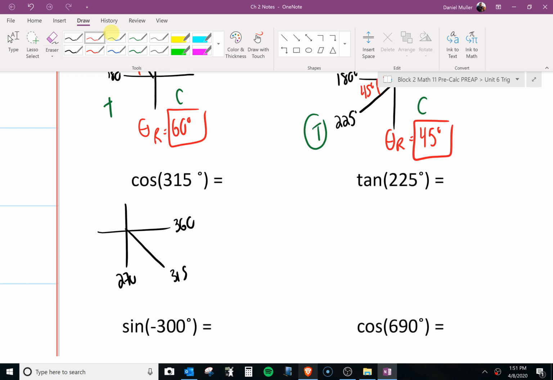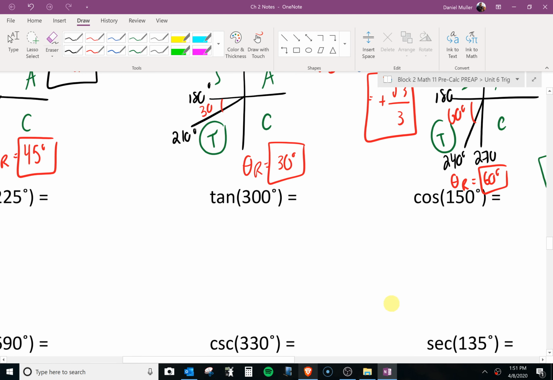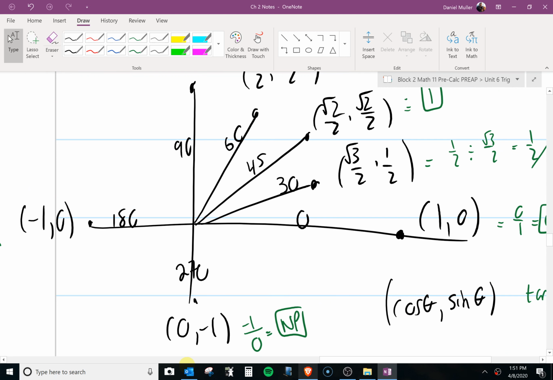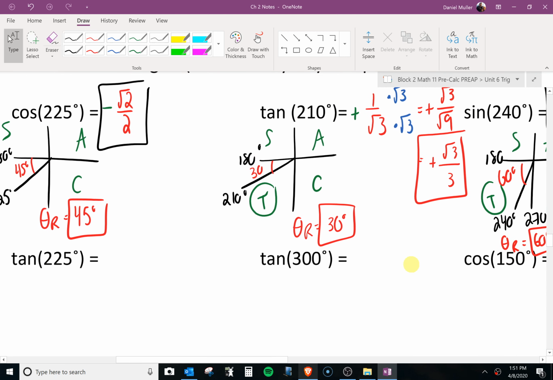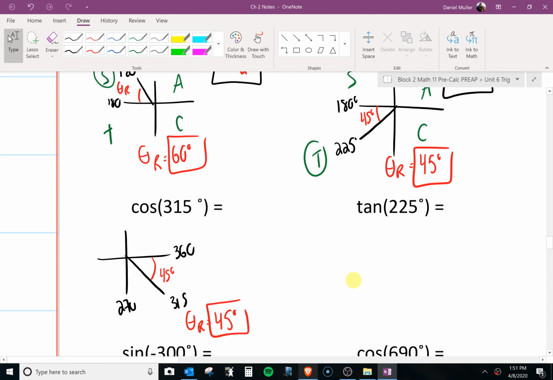It's, again, none on my chart. So instead I look at the gap in between, the reference angle. My reference angle is 45 degrees. Cos of 45 degrees, you can look at the chart. Cosine of 45 degrees is root 2 over 2. So my answer is going to be root 2 over 2.